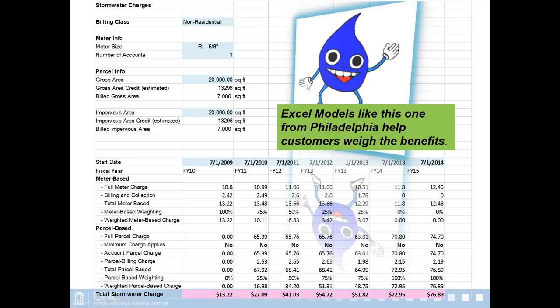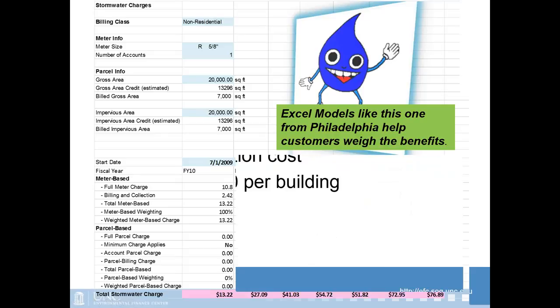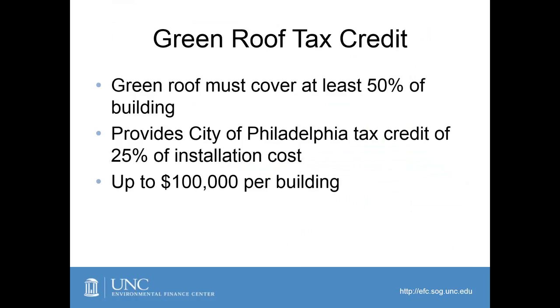There's also a green roof tax credit that we wanted to mention. We didn't apply it to our parking lot example because we pretended that this parking lot had no roof. But if it did, the green roof must cover at least 50% of the building in order to qualify for the tax credit. And it provides the City of Philadelphia tax credit of 25% of the installation cost, up to $100,000 per building. So we wanted to highlight that program as well.